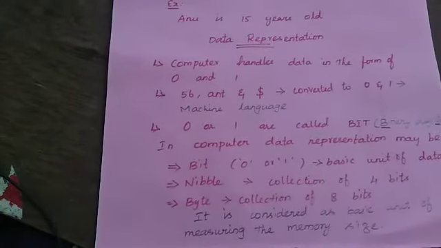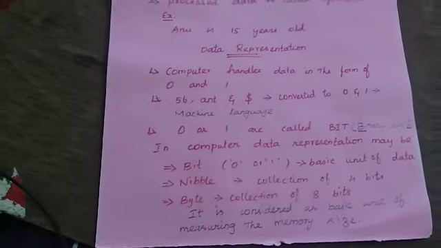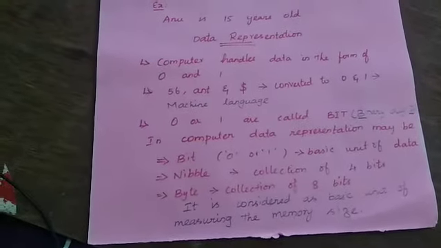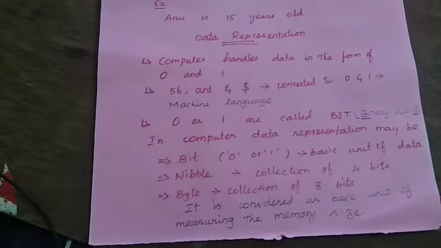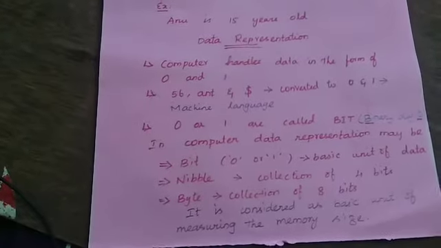And next one is nibble. What is meant by nibble? A collection of 4 bits is called a nibble. For example, a collection of 4 bits means 1011. The collection of 4 bits is called a nibble.